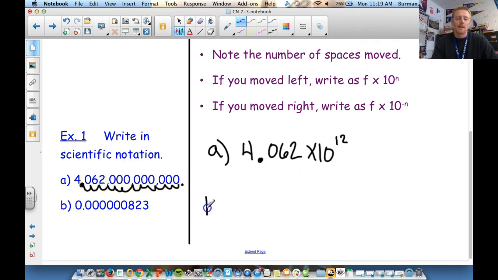All right, example B, same exact idea. The decimal point was here. We're going to move it so it's, again, something point something else. We moved it 1, 2, 3, 4, 5, 6, 7 times. So we have an 8.23 times 10 to the negative 7. Now we made a really, really small number bigger, so that's why we have a negative exponent.